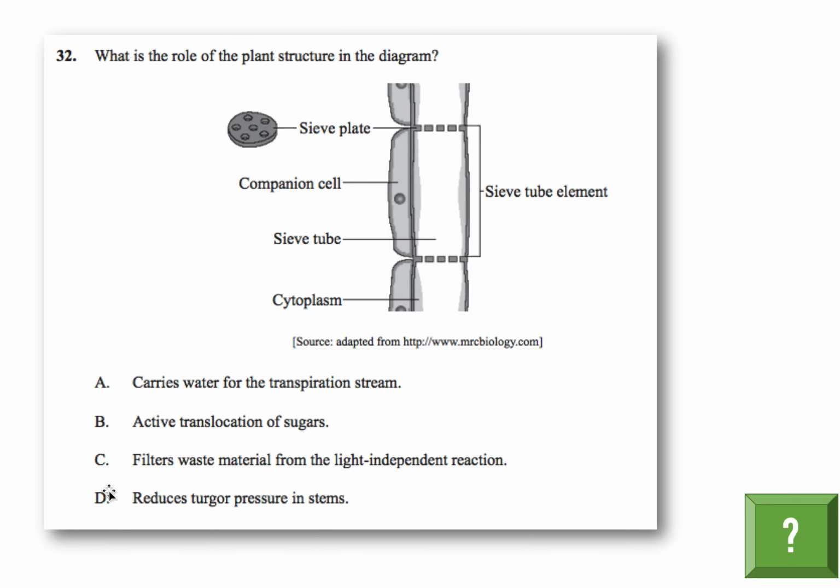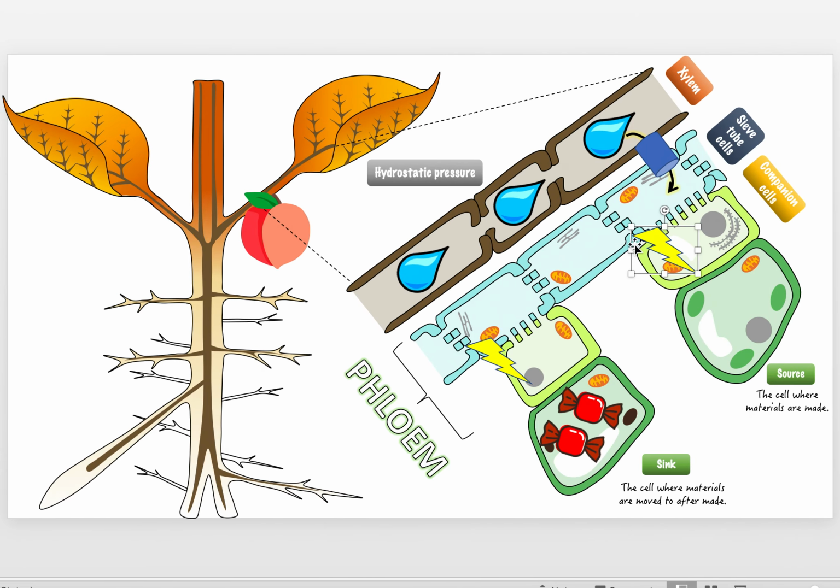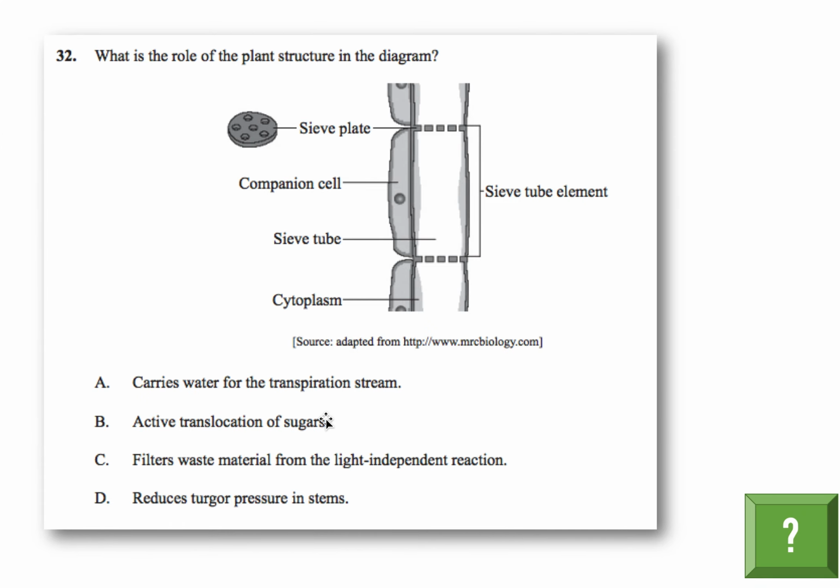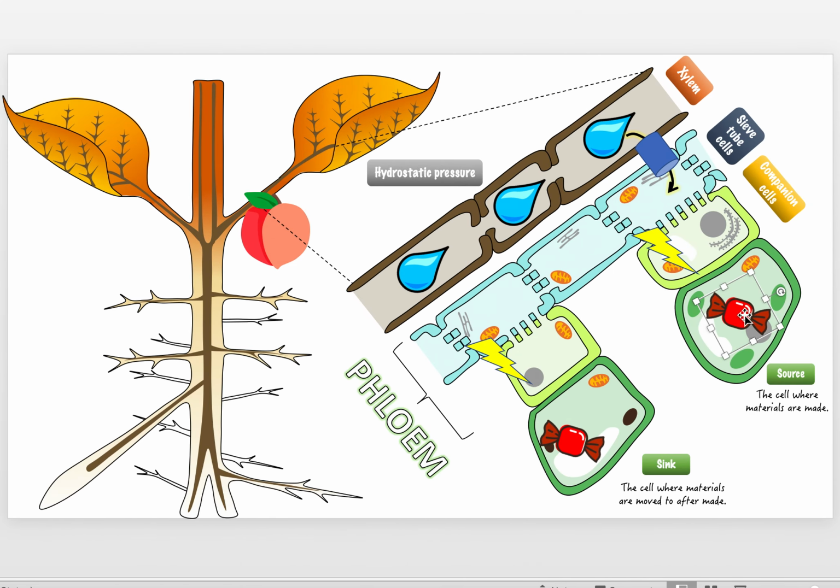So why not C or D? Filters waste material from the light-independent reactions. So we know that all these sugars are made through photosynthesis, right? Essentially. Now, we know that in the process of making these sugars through photosynthesis, we also make some waste, okay? And we know that along with these sugars, waste will build up, okay?